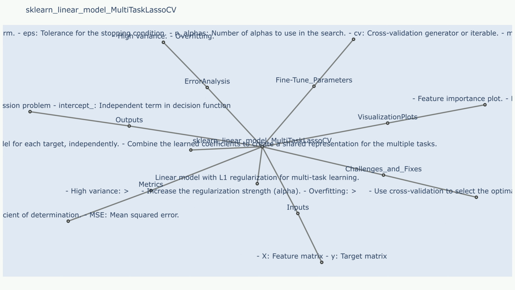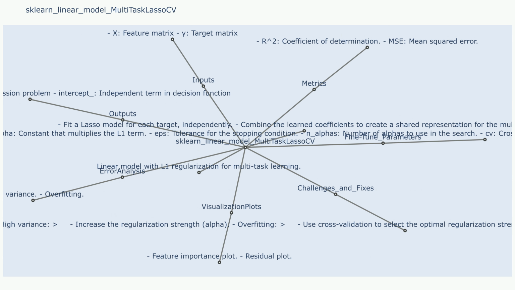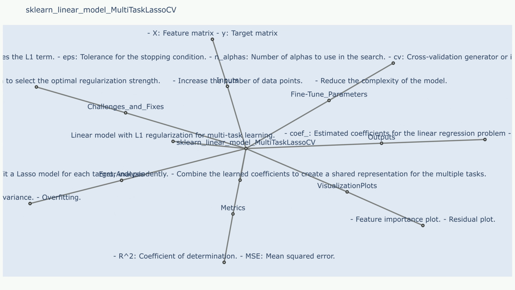Y, a 2D array representing the target values for each instance, where each column corresponds to a different response variable. Outputs. coef_, a 2D array containing the coefficients of the learned model. The shape is n_features by n_tasks. intercept_, a 1D array containing the intercepts of the learned model. The shape is n_tasks.